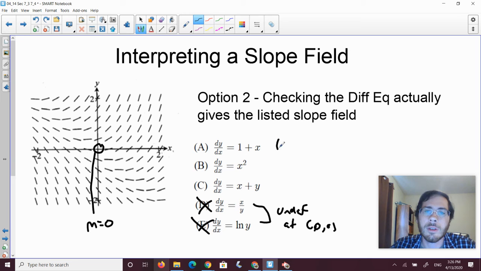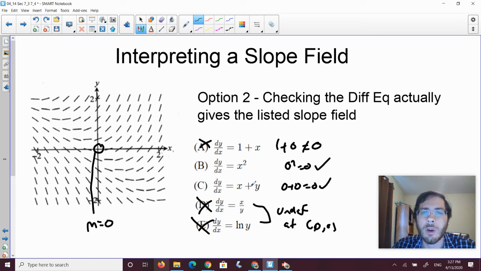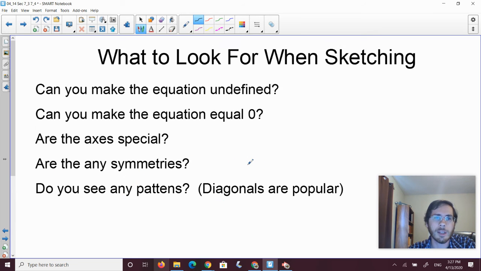At 0, 0 here, 1 plus 0 is not 0, so I wouldn't pick that one. 0 squared equals 0, 0 plus 0 equals 0. So it's really now between B and C. It's either totally dependent on X, or it's going to be dependent on X and Y. And we saw earlier when we had our one that was dependent only on X, I'm going to go back to that one real quick.